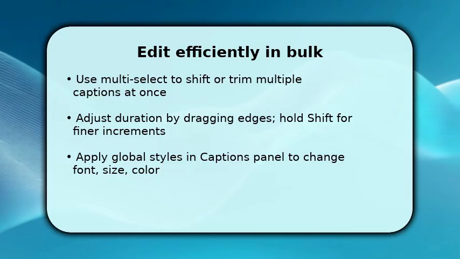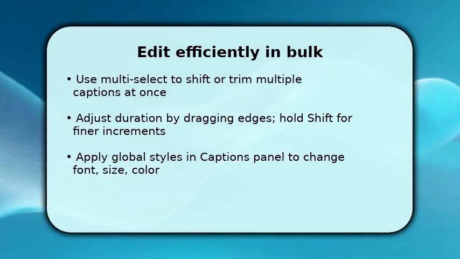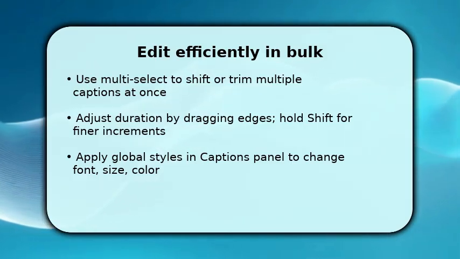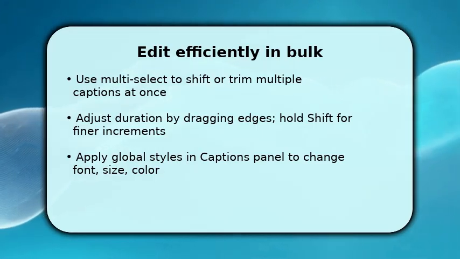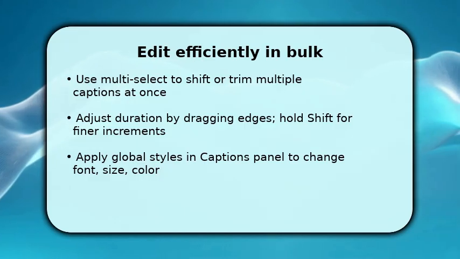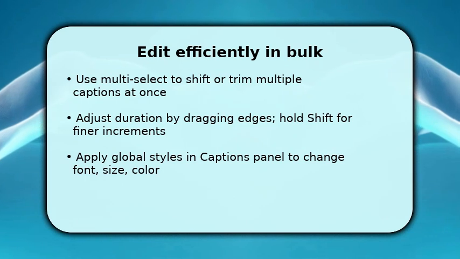Now focus on the hard middle steps. Group and multi-select captions to move timing in batches, which is faster than fixing lines one by one. Once you've selected, drag edges to extend or shorten durations, hold Shift for finer snapping control, and use keyboard nudges for millisecond corrections. Apply a global style in the captions or essential graphics panel so typography is consistent, and use copy-paste to duplicate corrected blocks. These methods reduce repetitive work and keep everything aligned.